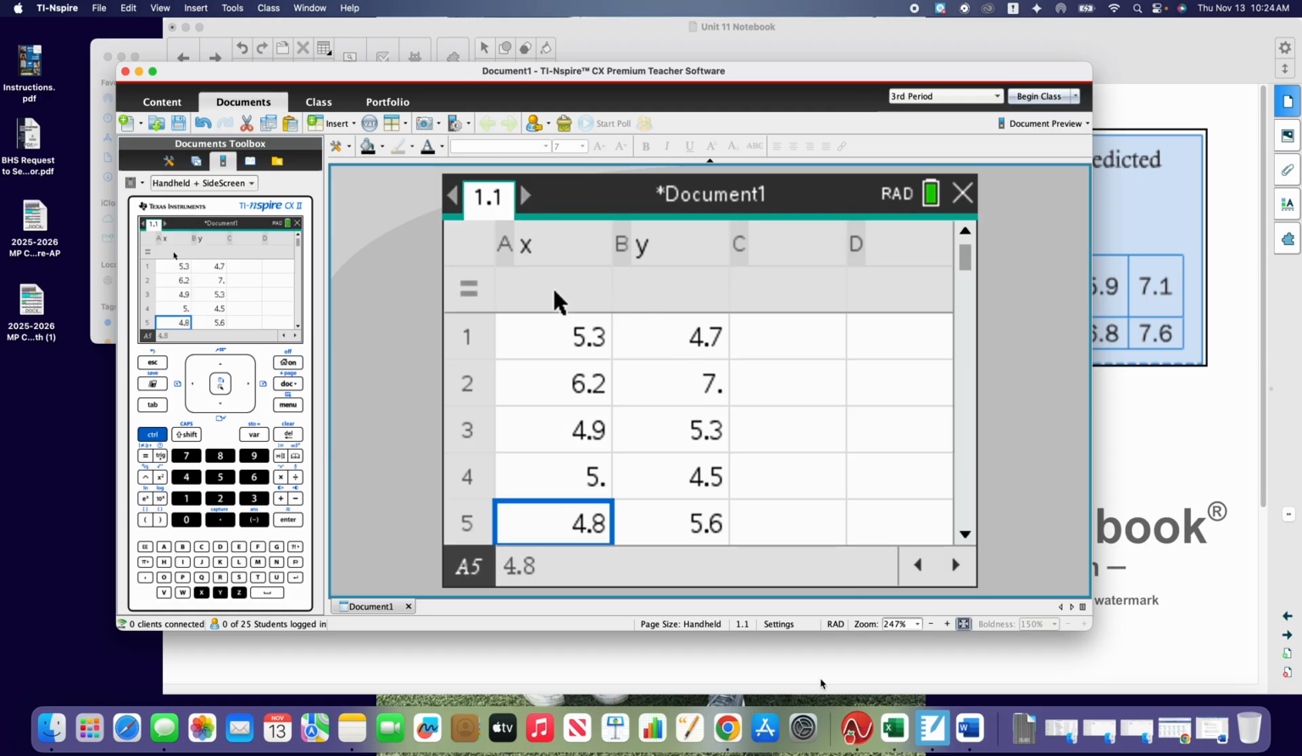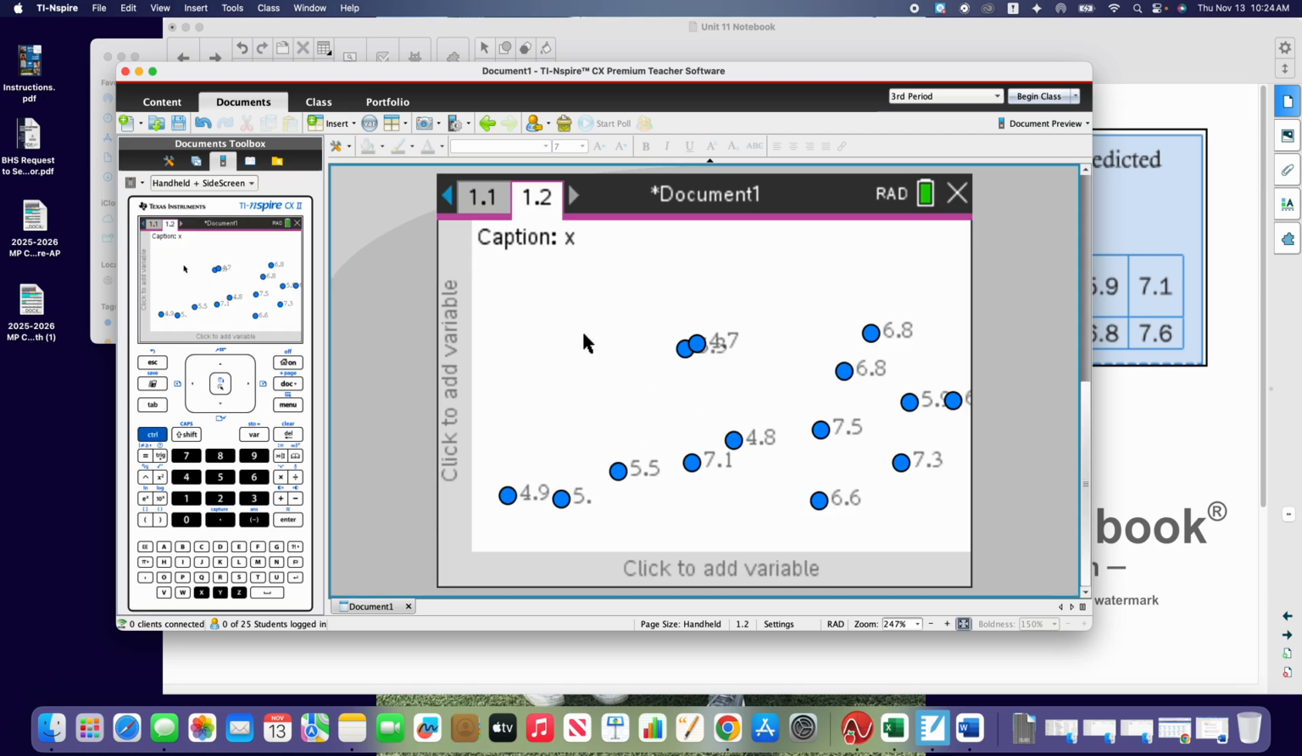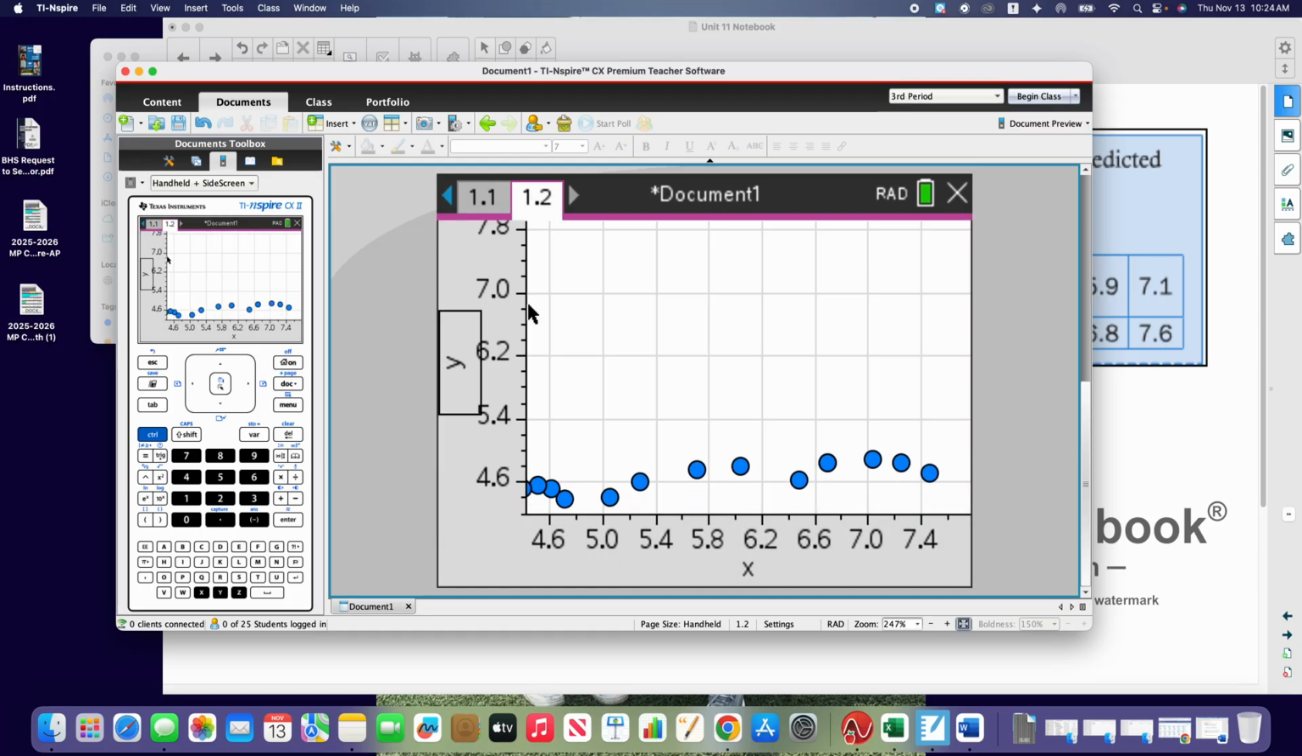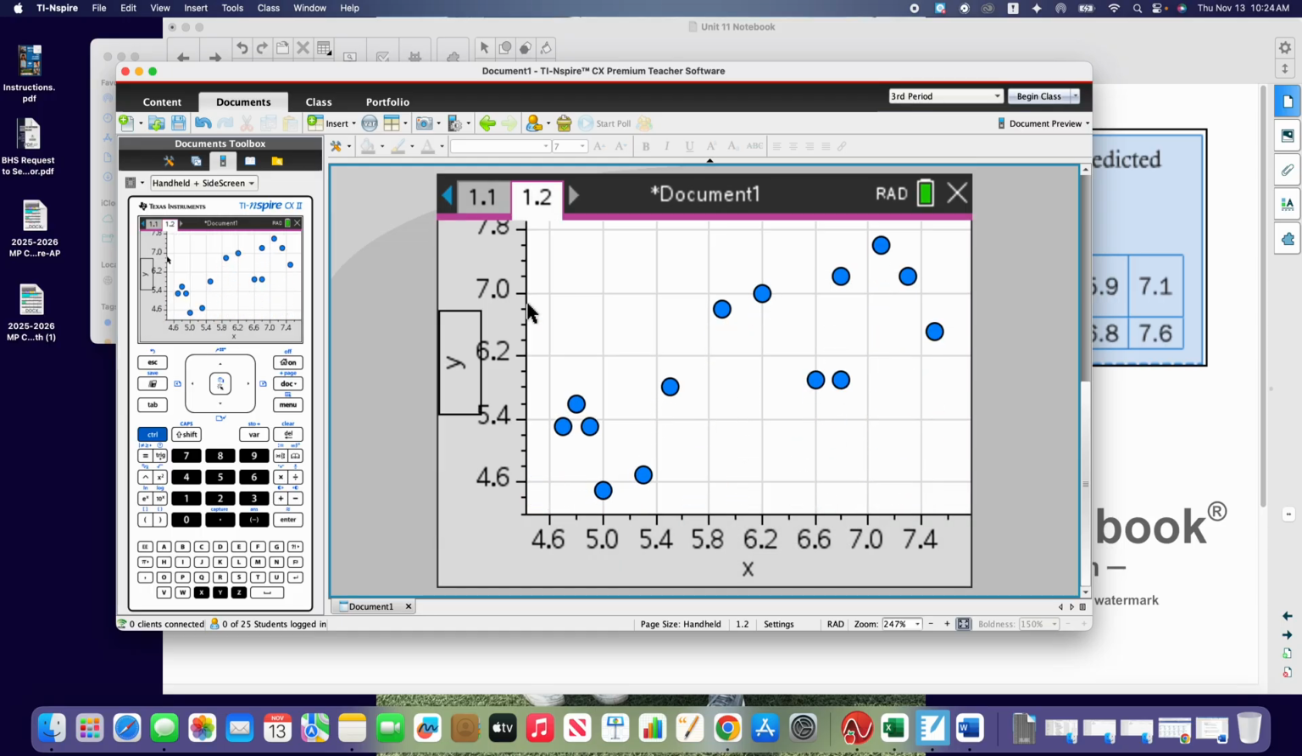All right, now where do we go to do our scatter plot? Data statistics. So control doc, we're going to go data statistics. We will assign a variable here and we'll assign a variable there. Okay? So there's the scatter plot.